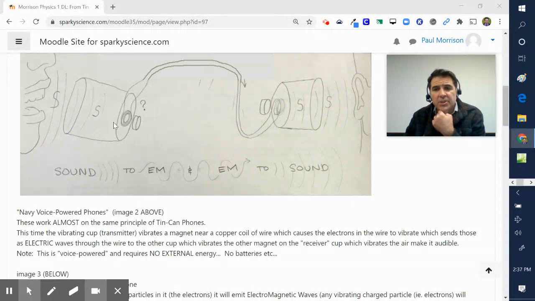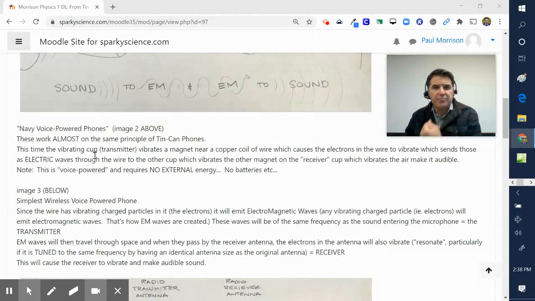So this is much like a generator. Your voice is generating electricity, and this is much like a motor. It uses electricity to make motion. So if you have mechanical energy to electricity, you have a generator. And then if you have electricity to mechanical energy, you have a motor. So the speaker is a motor, and the microphone is a generator of electricity.